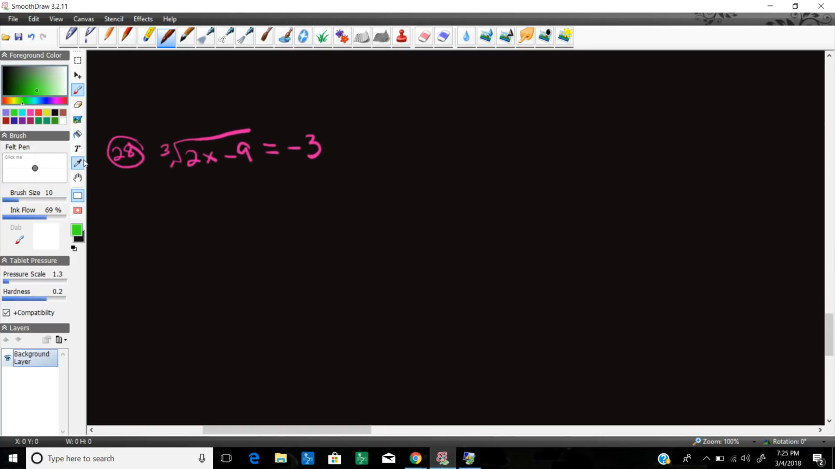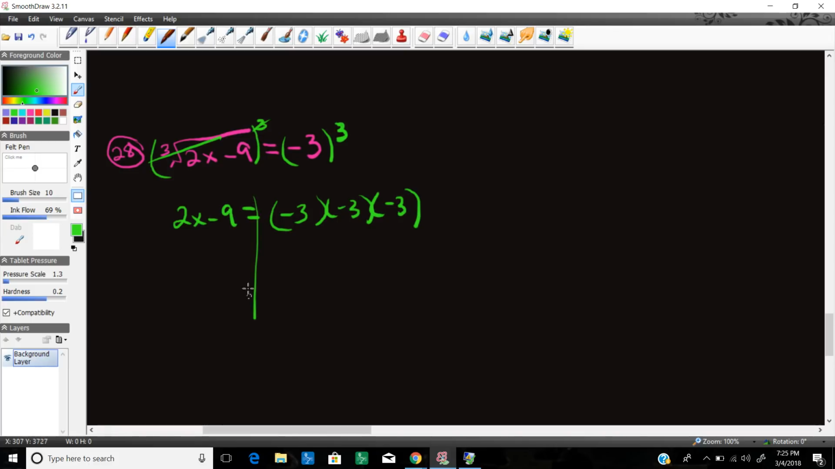last problem. For this one, this is actually a lot simpler than the one we just did. We have a cube root equation. So we're just going to go ahead and cube both sides because we don't have anything else on this side. So we can go ahead and do that right off the bat. That will get rid of the cube root. I'm left with 2x minus 9 is equal to negative 3 cubed, which is the same as negative 3 times negative 3 times negative 3. Negative 3 times negative 3 is 9, and then 9 times negative 3 is negative 27.